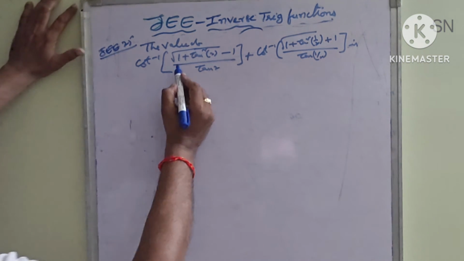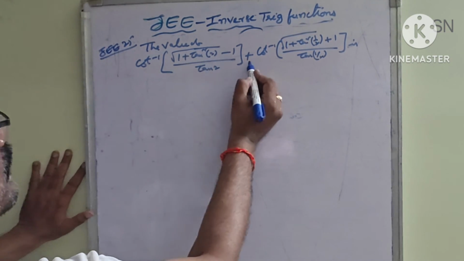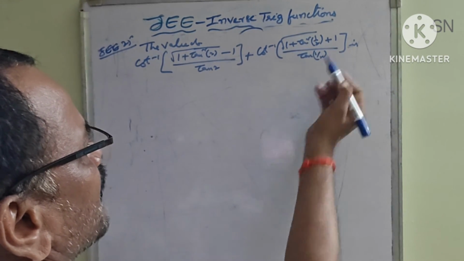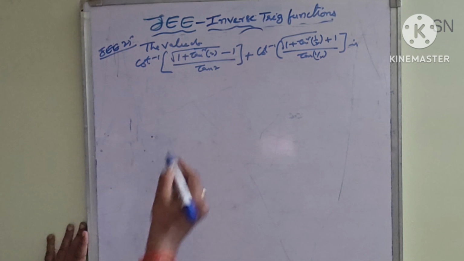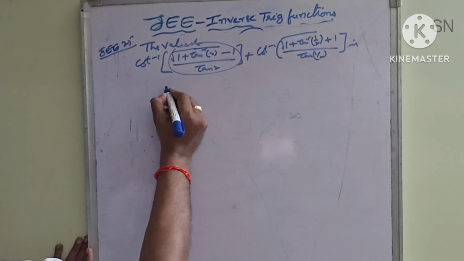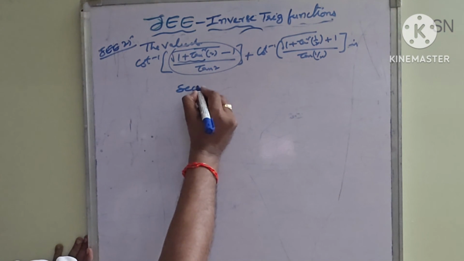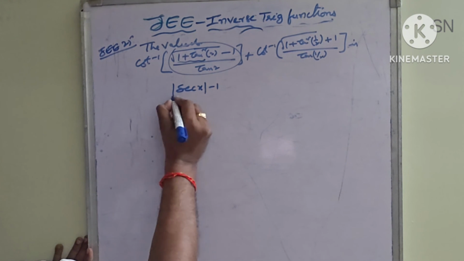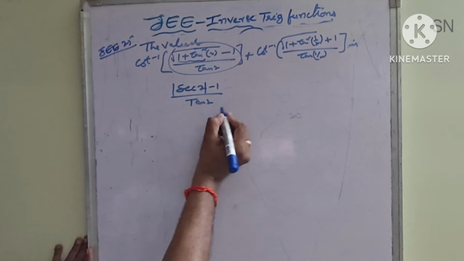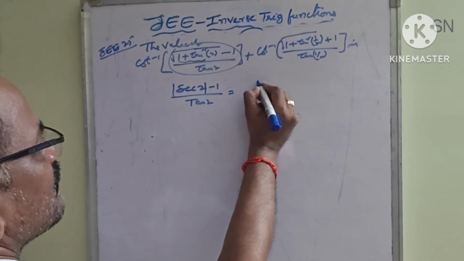Now JEE 2024: the value of cot inverse of root of 1 plus tan square 2 minus 1 by tan 2 plus cot inverse of root of 1 plus tan square 1 by 2 plus 1 by tan 1 by 2 is equals to. So in this term we can simplify. So root of 1 plus tan square theta means secant square theta. Now modulus means mod secant 2 minus 1 by tan 2.